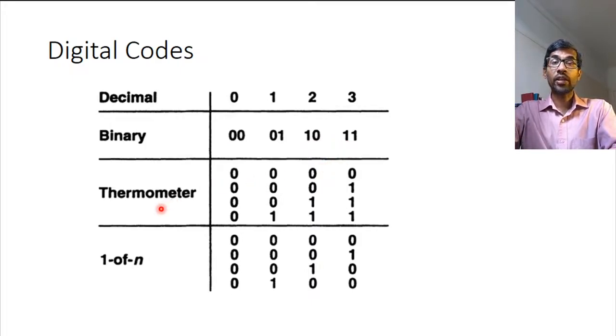You could have something called the thermometer code. A thermometer code basically represents 0 with all zeros, 1 with a 1 at the first place, 2 with ones at all the places till the second place, 3 with ones till the third place, and so on. Or you could have a 1 of n code, and you can see how that works.